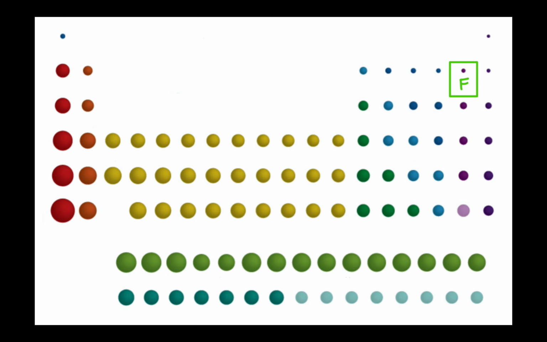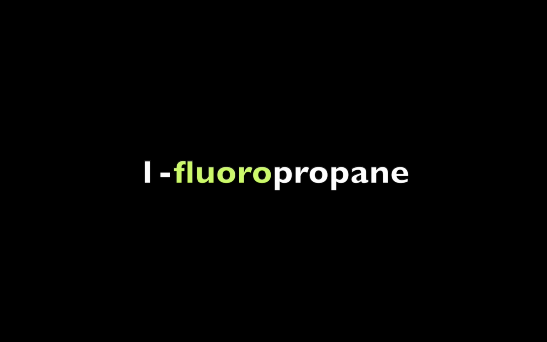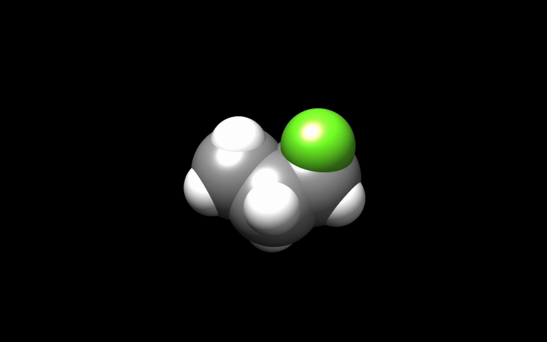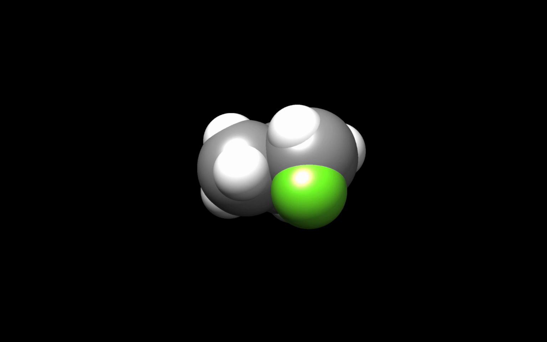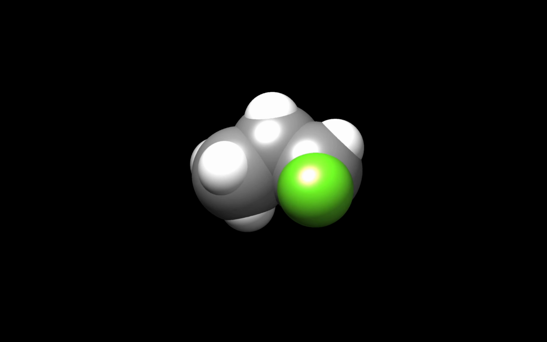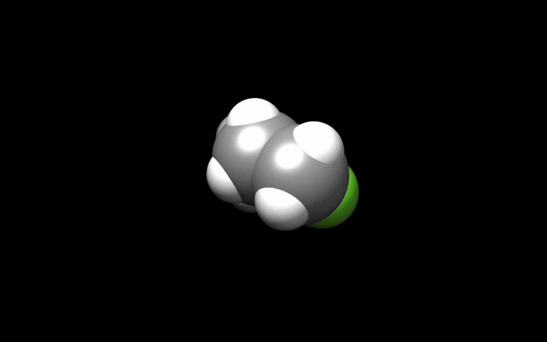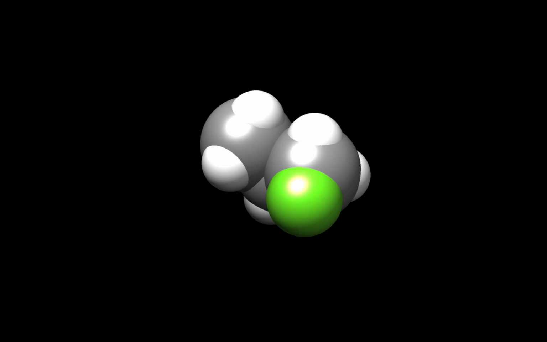So if you look at fluorine at the top of group 7A, let's look at an example molecule, the molecule 1-fluoropropane. The skeletal structure for that would look something like this. And let's visualize that in three dimensions with all the molecule knocking around. Notice how the fluorine here is relatively small. It's almost the size of a hydrogen. It's a little bigger. Because it's so small, it would not be a good leaving group.